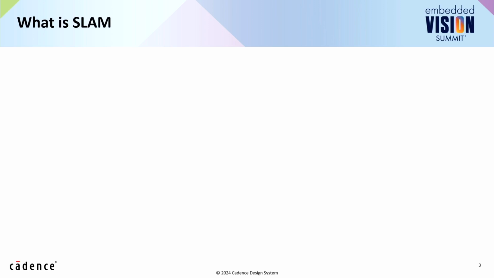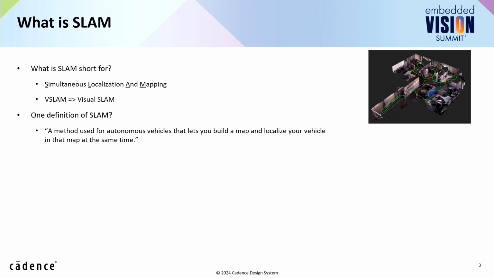So let's start with the basics. What is SLAM, and what is it short for? It's short for Simultaneous Localization and Mapping, and VSLAM is just Visual SLAM. Now, by definition, if you read through it, it's one method used for autonomous vehicles that lets you build a map and localize your vehicle in that map at the same time. It's a very complicated definition, at least for me.